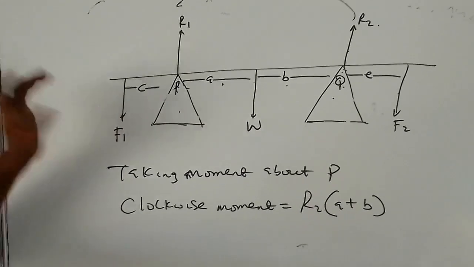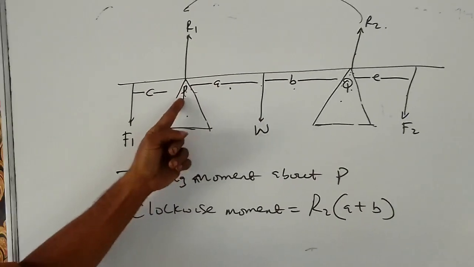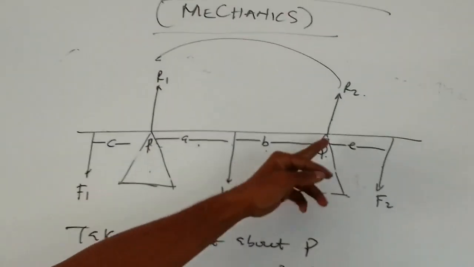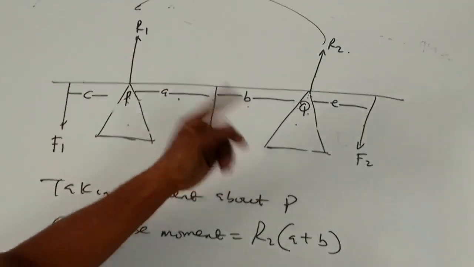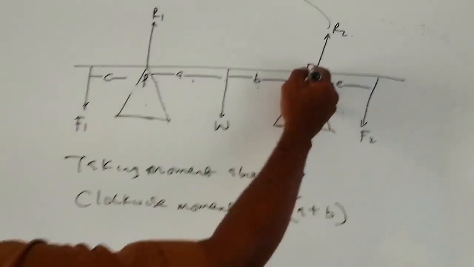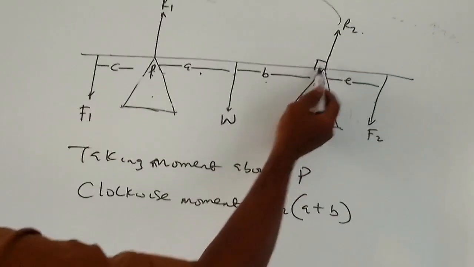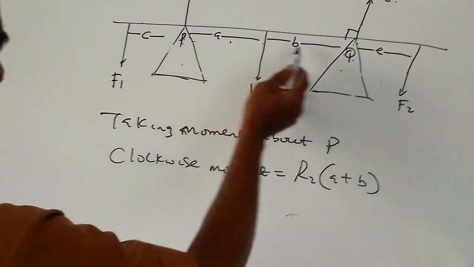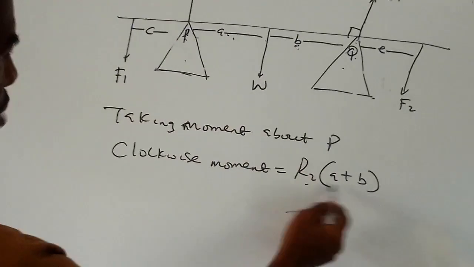I come again, taking moment about P, that means rotating this force. This is because of the fulcrum, the pivot. So the moment is force. This force is making an angle of 90 degrees to the beam. So force times this dimension to the pivot. And this dimension to the pivot P is A and B, A plus B. So that gives us the moment.